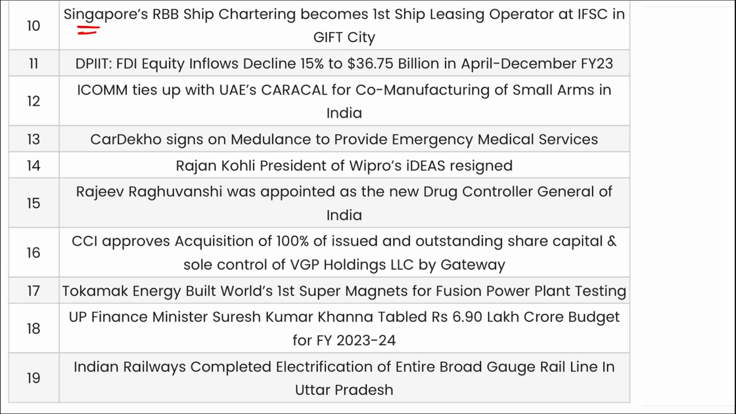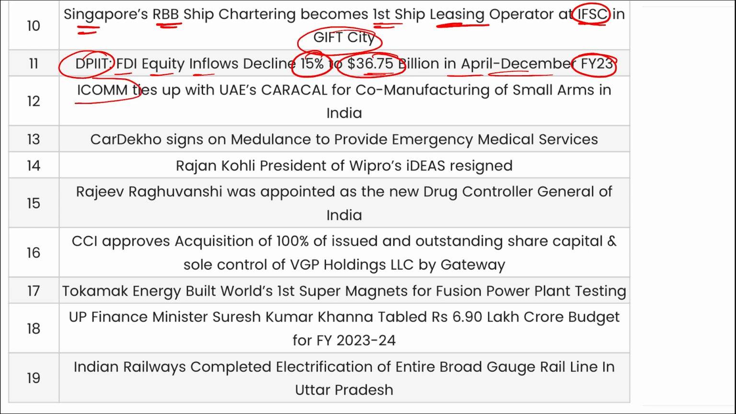Next, Singapore's RBB Ship Catering became the first ship leasing operator at IFSC in GIFT City, that is in Gandhinagar, Gujarat. DPIIT here: the FDI equity flow declined 15% to $36.75 billion from the time period April to December in fiscal year 23. ICOMM ties up with UAE's Caracal for co-manufacturing of small arms in India. This will come under Make in India.